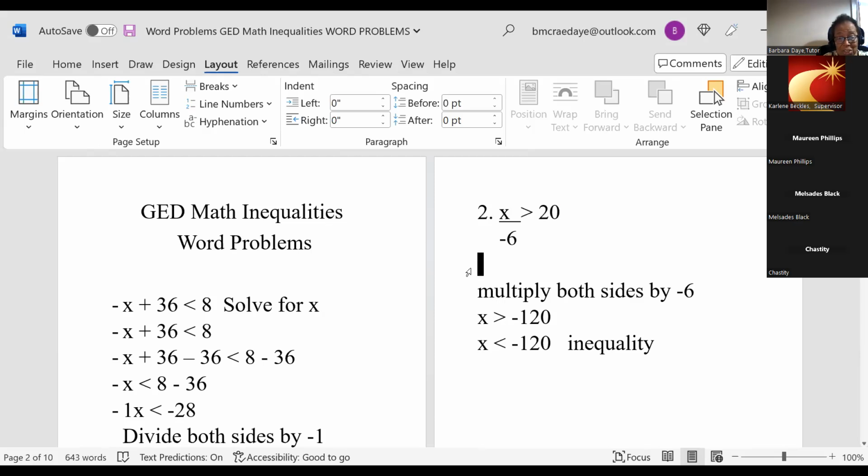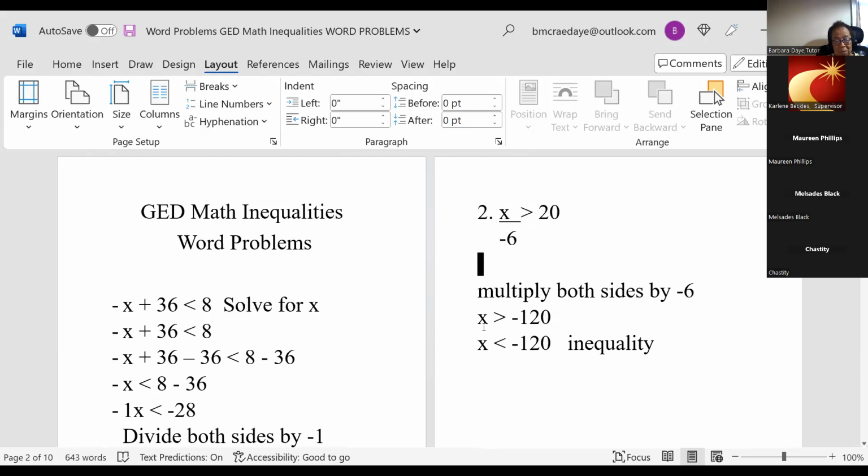Because your operation is a division, not an addition, okay? If I'm dividing and I want to solve this, I have to multiply in order for -6 over -6 to equal 1, right? What I do to my left side of my inequality, I do to my right. So I multiply -6 by the left, -6 by the right. On the left, I just get x. On the right, I get -120.